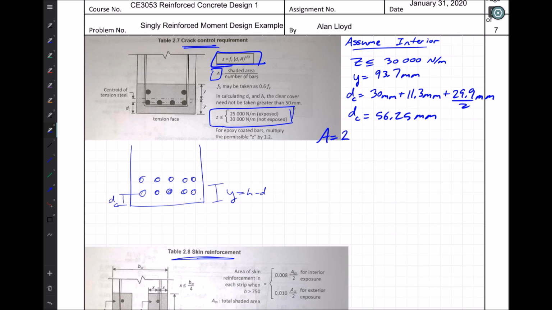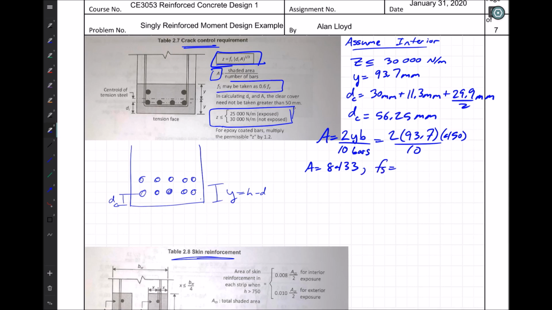And now if we compute the value of A, it is going to be equal to the shaded area 2y times B divided by 10 bars. So that's 2 times 93.7 times 450 over 10. A is equal to 8,433.